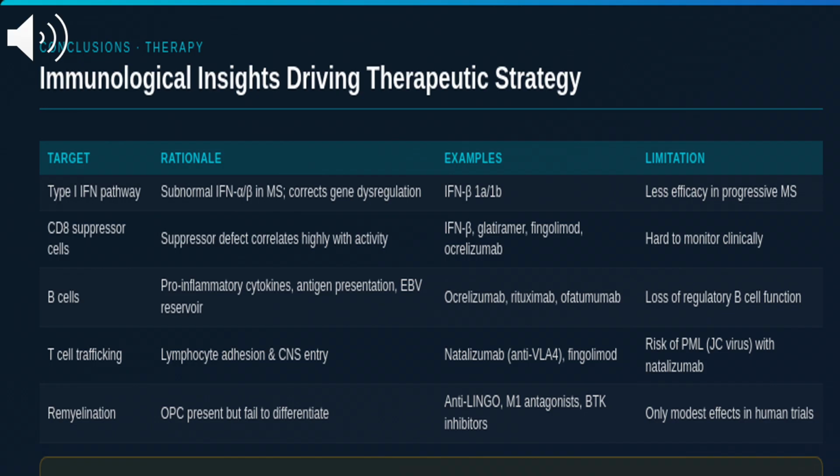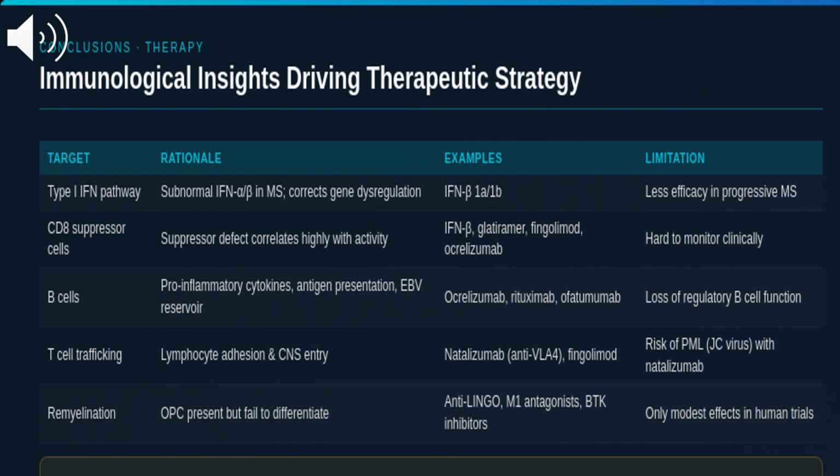This slide provides a framework for connecting the immunological mechanisms we've studied to current and emerging therapeutic strategies. IFN beta therapy targets the deficient type I interferon pathway that is central to MS pathogenesis. By restoring near-normal IFN signaling, it corrects approximately 8,000 dysregulated genes, normalizes cytokine balance, reduces HERV product load, reduces matrix metalloproteinase secretion, and prevents virus infections from triggering attacks. Its limitation in progressive MS reflects the fact that progressive disease has moved beyond the IFN-dependent adaptive immune phase. CD8 suppressor cell correction is a unifying mechanism shared by multiple effective therapies.